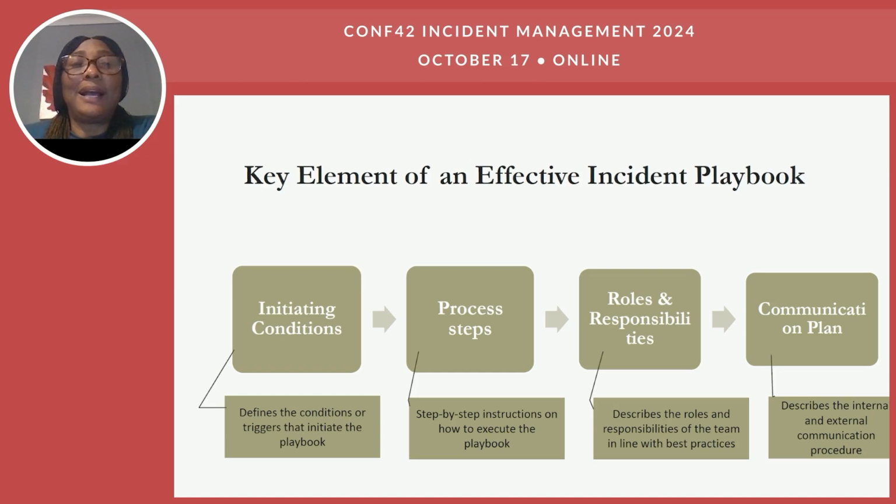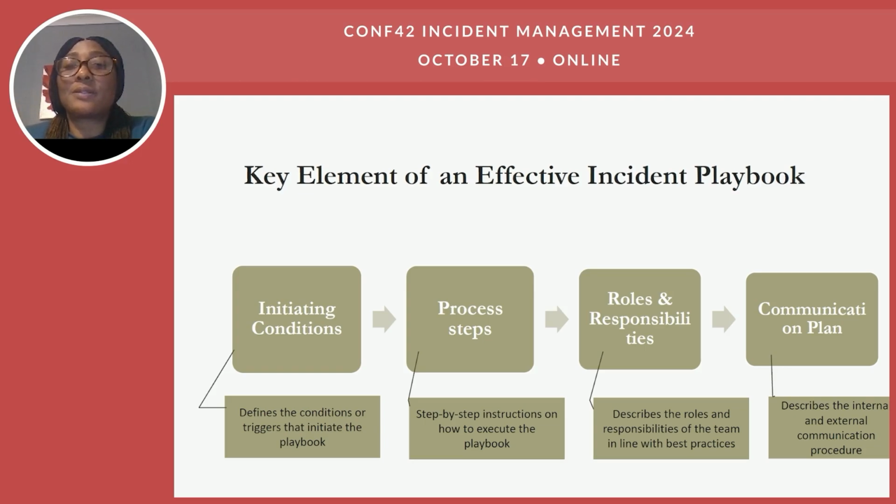So the key elements are 4. One is the initiating condition. This particular one defines what the trigger is. Then you have the process steps. This actually spells out the step-by-step instruction on how to execute the playbook. Like I said, there are different types of playbook, and each playbook has its unique processes. The way phishing playbook is actually different from how the malware playbook is, because the flow of the two are actually different. And so the steps to curtailing them also differs. So the playbook actually spelled out how this can be executed.